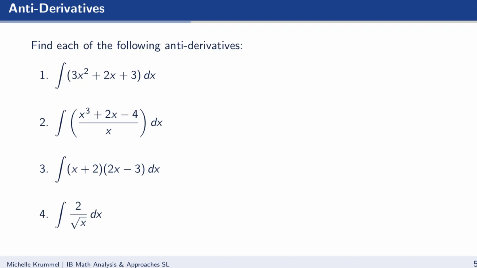Let's do a few examples. This would be a good time to pause the video and try these on your own before we go through them together. The first one, we want the antiderivative of 3x squared plus 2x plus 3.